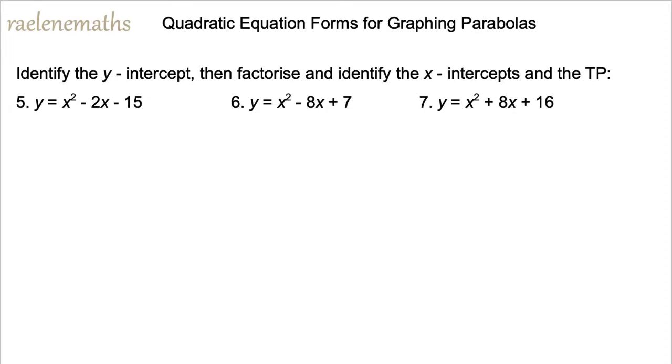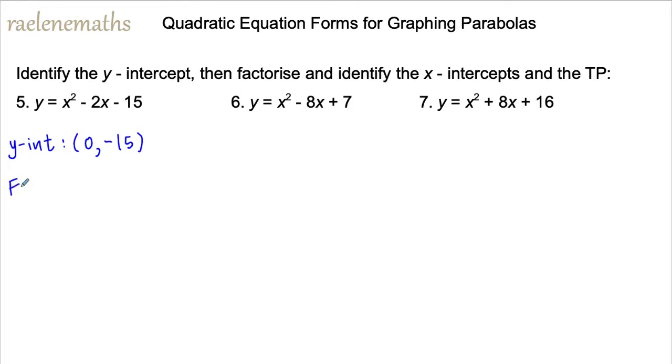In this video we will look at the standard form for a quadratic equation and use it to get the factorized form, the x-intercepts, and the turning point. First off, the y-intercept for number 5 occurs when x is equal to 0. When we substitute x equal to 0 in the quadratic equation, we end up getting y equals negative 15, which is the constant from the standard or expanded form.